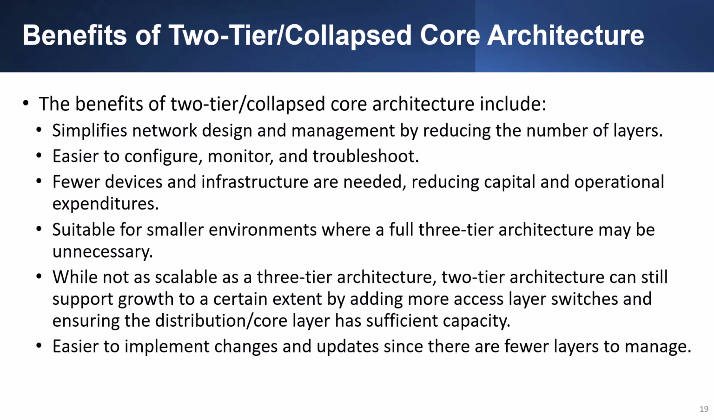The benefits of two-tier collapsed core architecture include: it simplifies network design and management by reducing the number of layers; it is easier to configure, monitor, and troubleshoot; fewer devices and infrastructure are needed, reducing capital and operational expenditures; and it is suitable for smaller environments where a full three-tier architecture may be unnecessary. While not as scalable as a three-tier architecture, two-tier architecture can still support growth to a certain extent by adding more access layer switches and ensuring the distribution core layer has sufficient capacity. It's easier to implement changes and updates since there are fewer layers to manage.